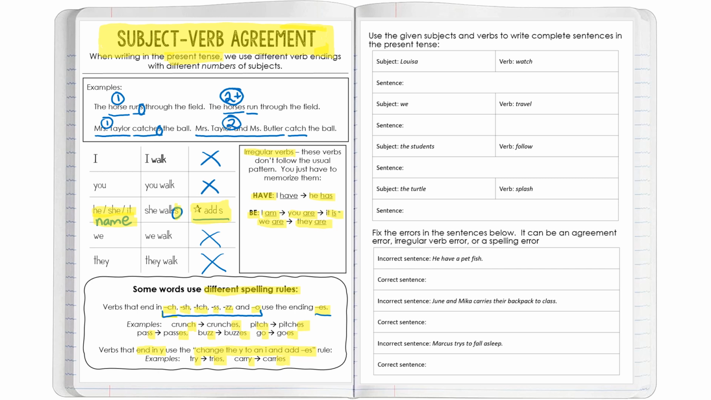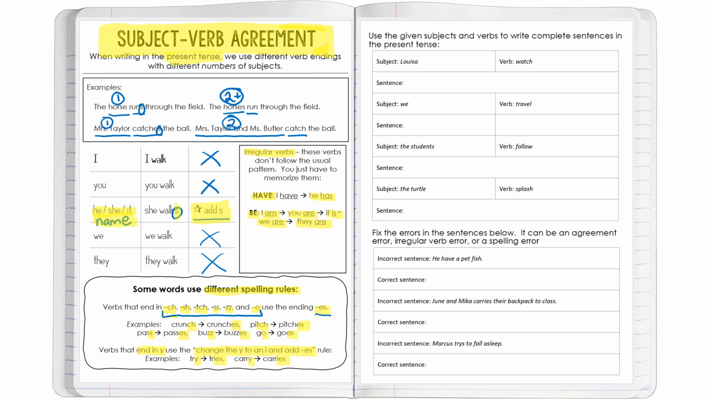Now that you've got your notes taken, it's time to start practicing. The next page has some examples. We're going to do the first two together, and then I'm going to invite you to pause the video, finish the rest, and restart the video to check your work. So let's check out the directions. They say, use the given subjects and verbs to write complete sentences in the present tense. They give us a subject and a verb, and it's our job to figure out if I need to change my verb.